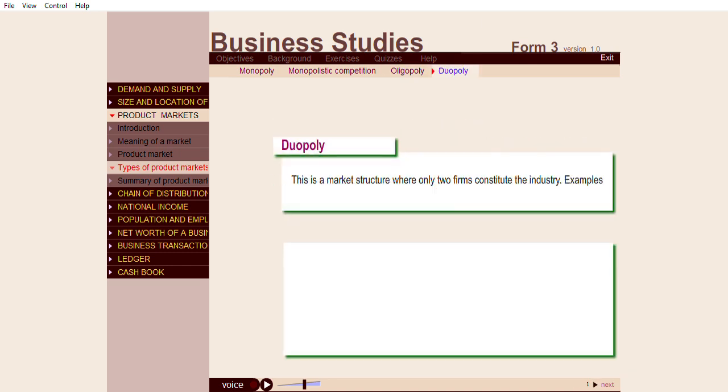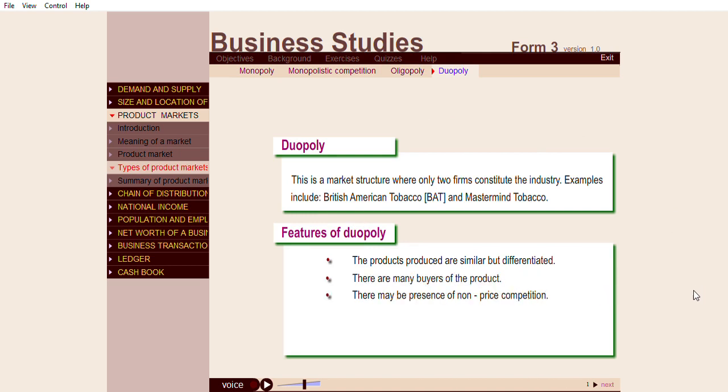Duopoly. This is a market structure where only two firms constitute the industry. Examples include British American Tobacco and Mastermind Tobacco.